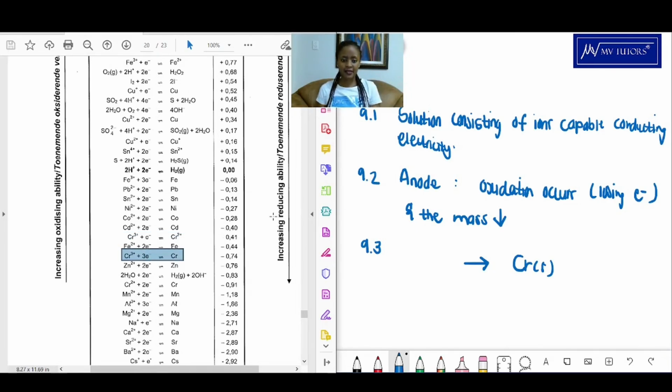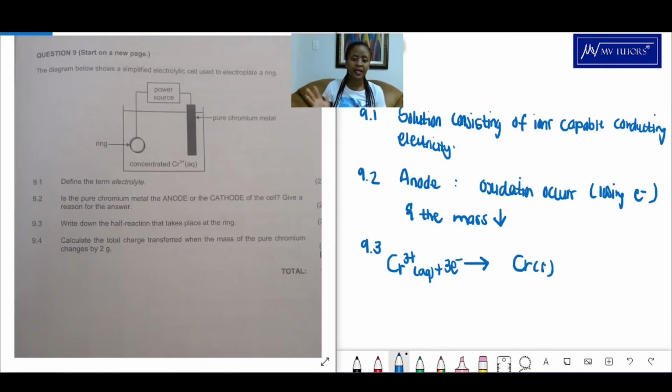Chromium 3 plus. You see it ends up being a solid. So we have chromium 3 plus in aqueous solution, and we have 3 electrons, and then it turns into a solid. So that's what we're dealing with there, and that is the half reaction that takes place at the ring, at the cathode.